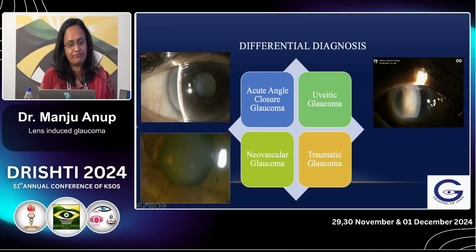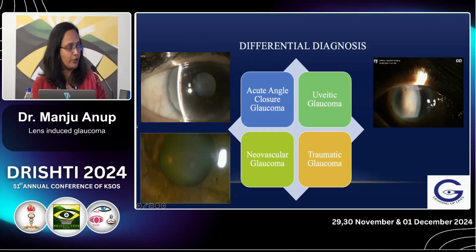What differentials do you have to keep in mind? One is acute angle closure glaucoma, where you have a shallow anterior chamber depth. In uveitic glaucoma, you will have other signs and features of uveitis like KPs. In neovascular glaucoma, you will be able to see the new vessels. If it is chronic, you may be able to see ectropion uvea and sometimes hyphema. And traumatic glaucoma, madam has already explained.